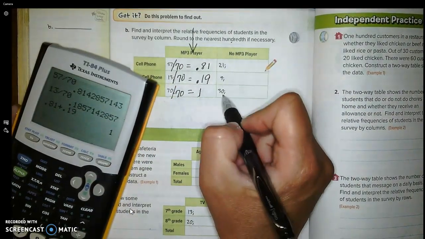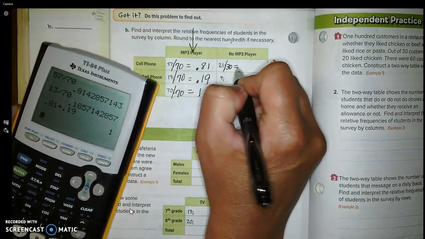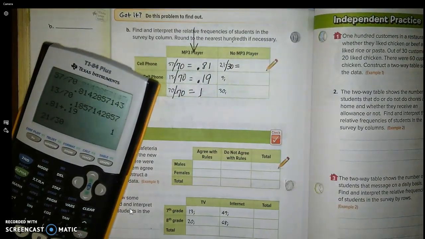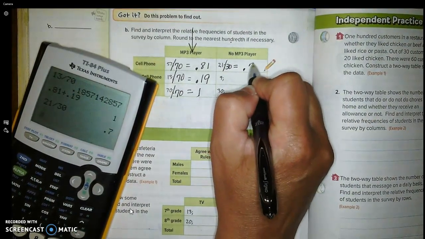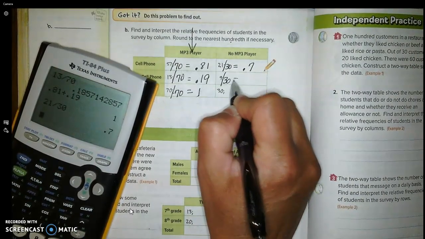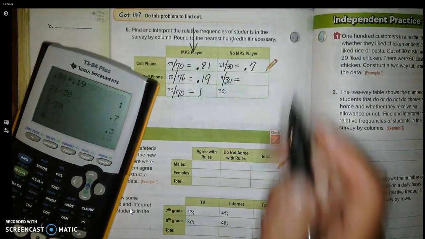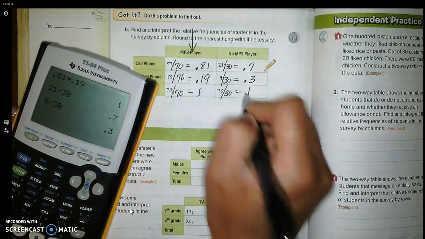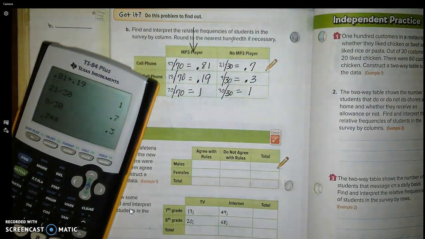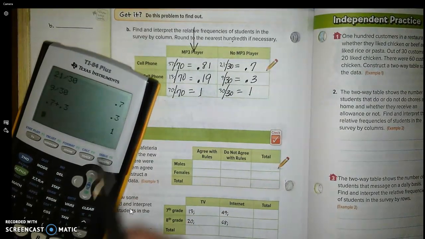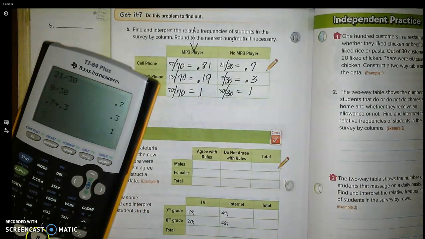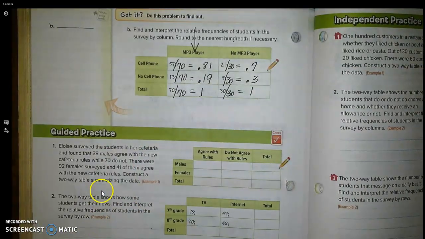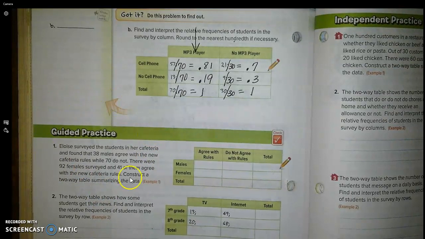All right, 21 out of 30 is 0.7. 9 out of 30 is 0.3. 30 out of 30 is going to be a 1, and is 0.7 plus 0.3 equal to a 1? Oh, again, shoo, good. All right, now is the time. You're going to go down and pause your screen, go do the guided practice, and check your answers with mine.